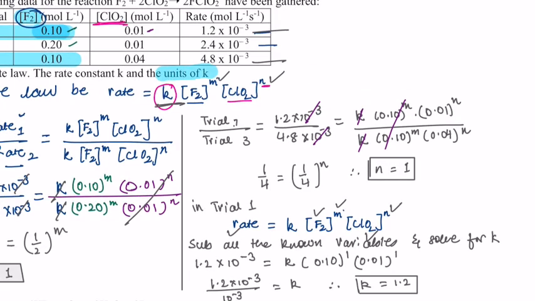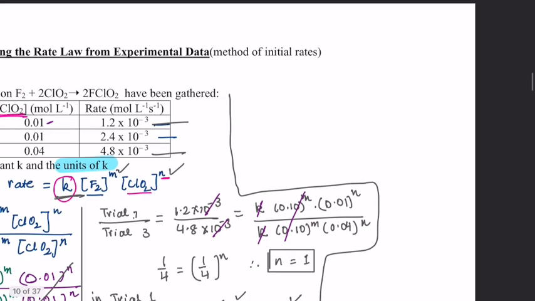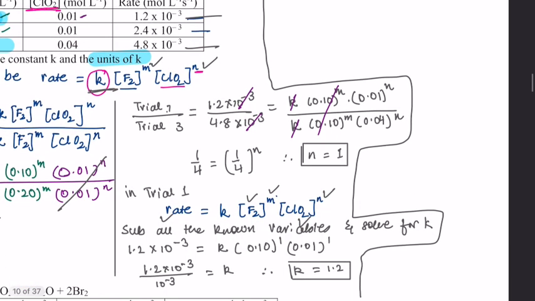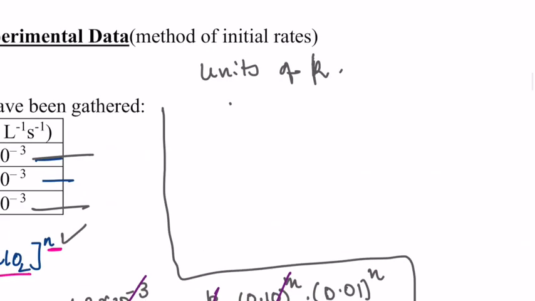So let's go back and try to find the units for K. I haven't left a lot of space for myself, so I'm going to move this here. Now, since you have already figured out the order with respect to fluorine and the order with respect to chlorine dioxide, we know that the overall order is 2. So this is a second order reaction. Either you remember the units of K for a second order reaction, or you can calculate them as before.